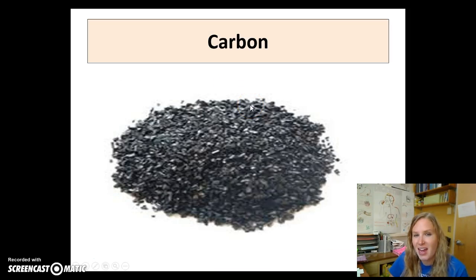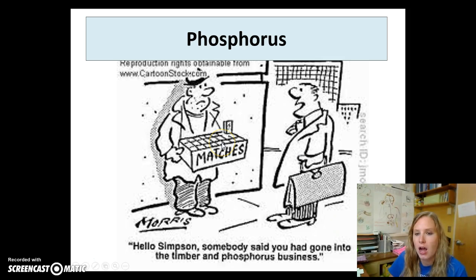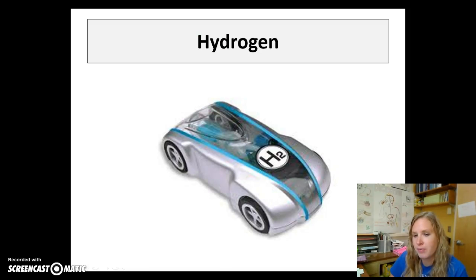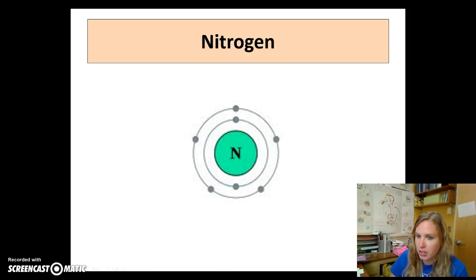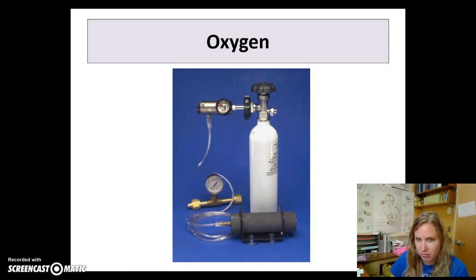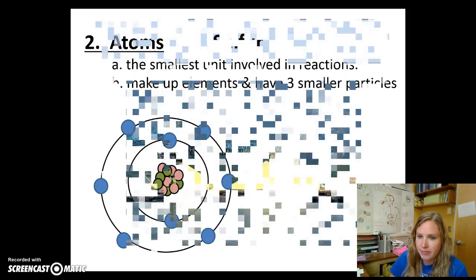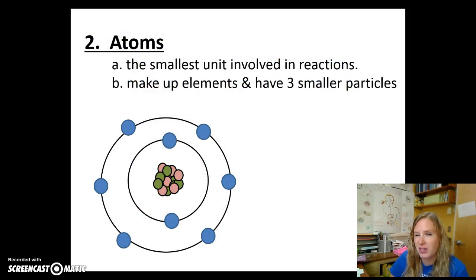Some of the elements in your body, the main one is carbon. You also have phosphorus. You also have hydrogen. You also have nitrogen. You have oxygen, sulfur, and some other ones that we don't really talk about because they're small enough, trace enough that they aren't huge parts of biology. So anyway, elements are made up of atoms. I hope you remember that.